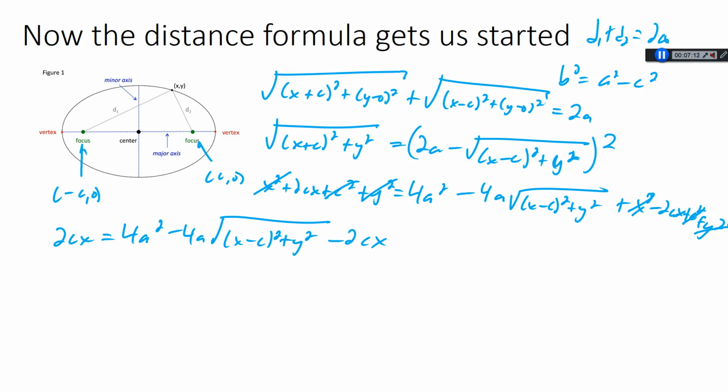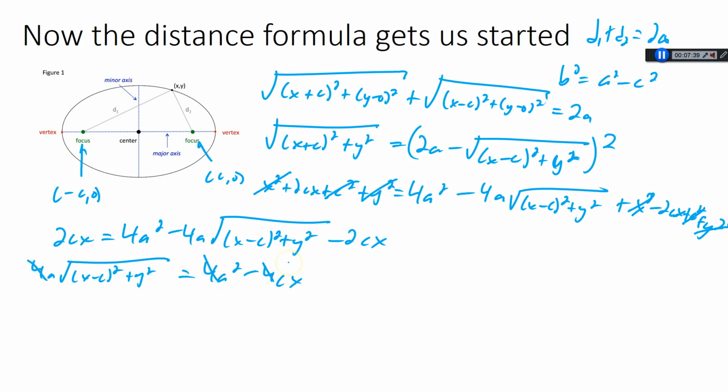So I'm going to keep that root on one side, and I'm going to move everything else to the other side. So I'm actually going to add the root, and I'll move everything to the right. So I have 4a times the square root of (x minus c) squared plus y squared is equal to, so now everything else on the right side. So 4a squared minus 2cx minus, another 2cx is minus 4cx. Now, they all share something in common I want to get rid of. Let's just divide everything by 4. That just gets rid of all these.